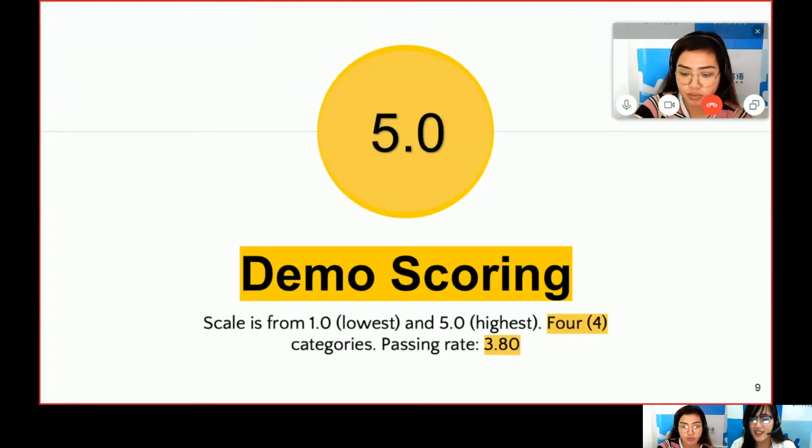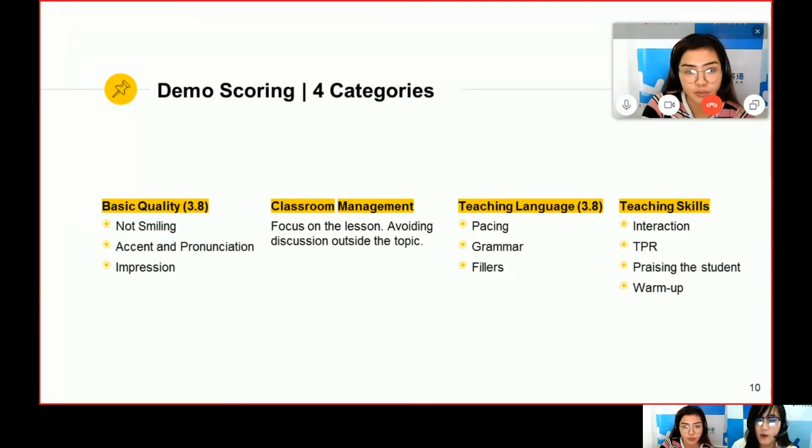Okay, now we are in the demo scoring. The scale is from 1 as the lowest and 5 is the highest. But the passing rate is 3.8. So what are the categories of demo scoring?